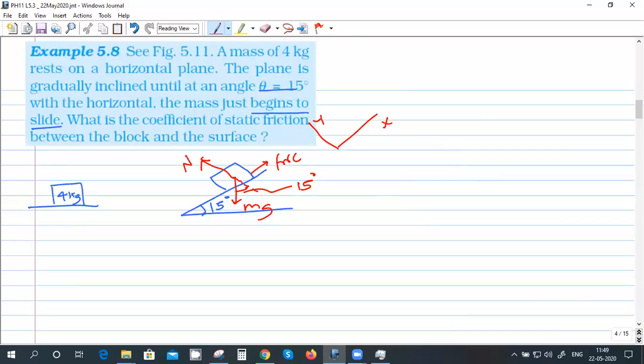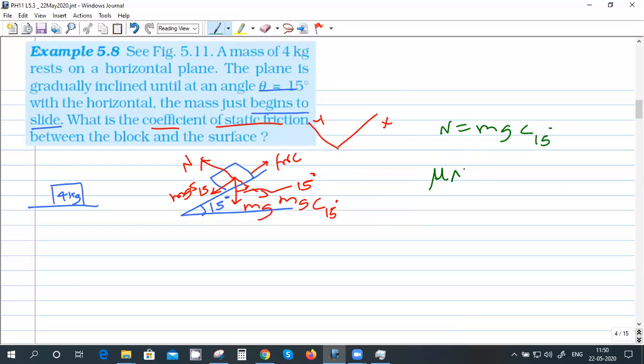Another thing to remember is mg sin theta is down the plane, where theta is the angle of the plane. So mg sin 15, and this is mg cos 15. So from that, find the value of the coefficient of static friction. So N equal to mg cos 15, and then friction force is how much?